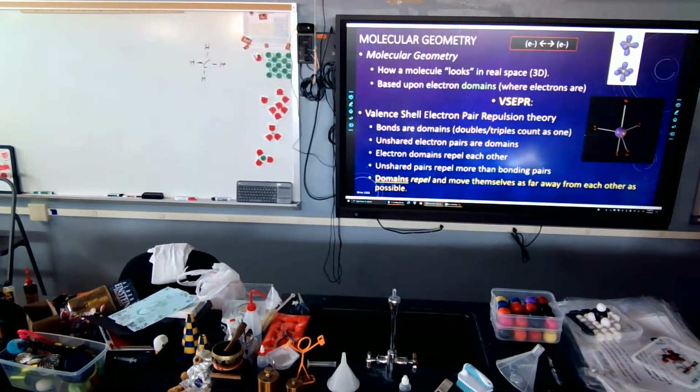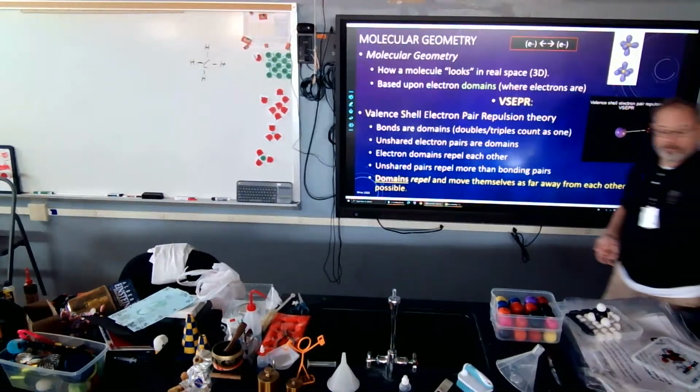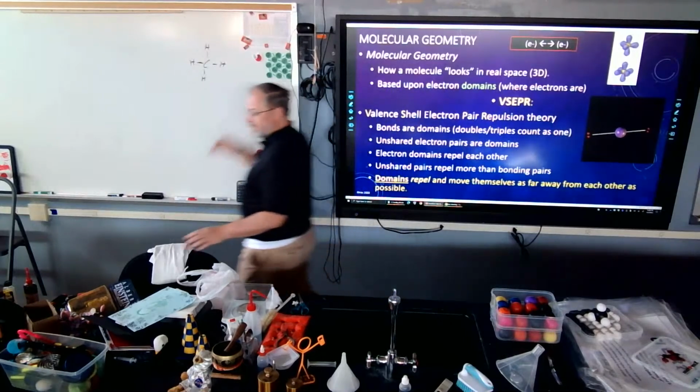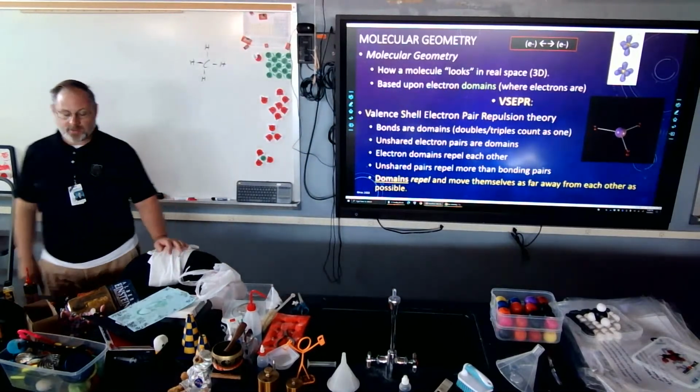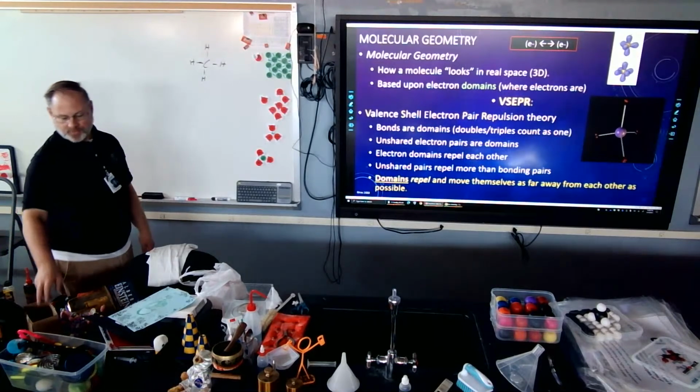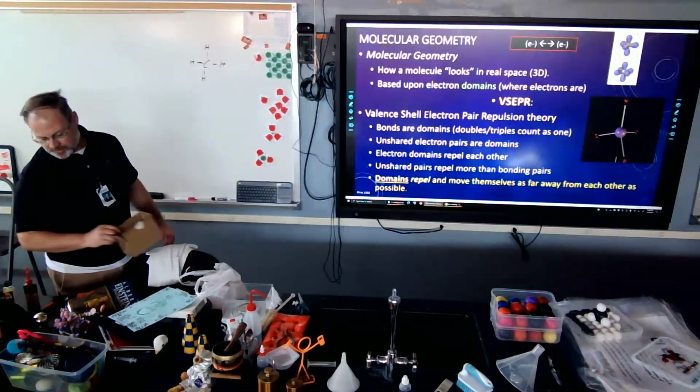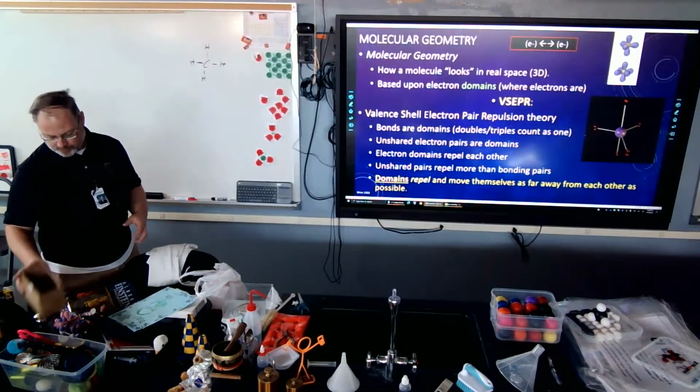Couple wrinkles. If you have a double bond or a triple bond, the double bond and the triple bond still act as a single domain. Any bond is one domain, double, triple, or single, and then unshared pairs are each one domain. Remember, bonds are made by 2, 4, or 6 electrons, so each bond is a domain, each unshared pair is a domain, and then they just arrange themselves in real space. They just try to get away from each other as much as possible.